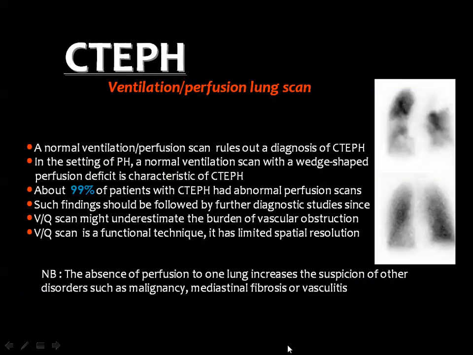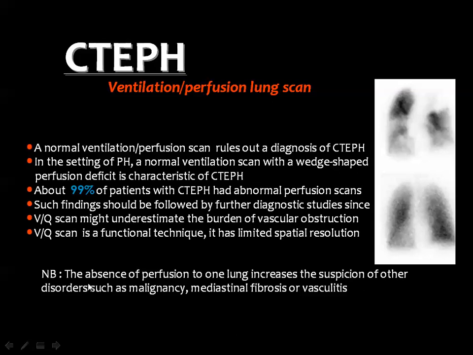Then the ventilation perfusion scan is the basic tool for diagnosis of CTEPH, and a normal ventilation perfusion scan rules out the diagnosis of CTEPH. About 99% of patients with chronic thromboembolic pulmonary hypertension had abnormal perfusion scans in the form of multiple perfusion defects, which are of course not matching with the ventilation scans.